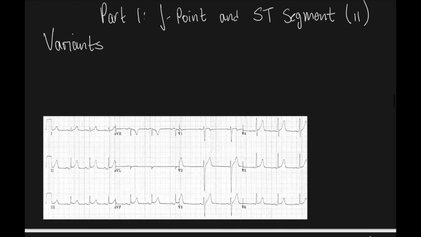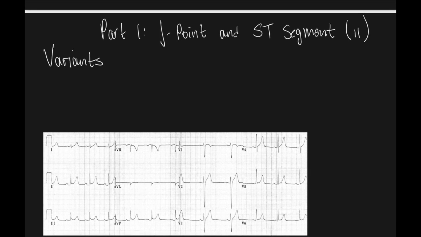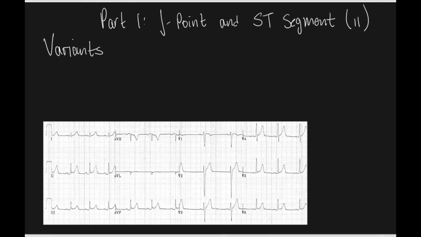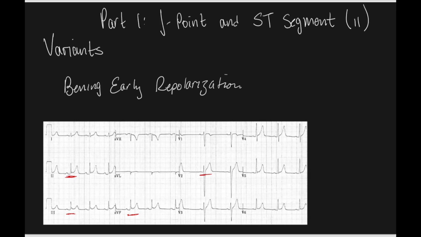Some normal variants we might find with the J point in the ST segment. The idea of this benign early repolarization. Benign early repolarization mimics ST elevation. So if we see here in lead 2, we have some elevation, lead 3 elevation, inferior leads elevation. A little bit of elevation in V2.